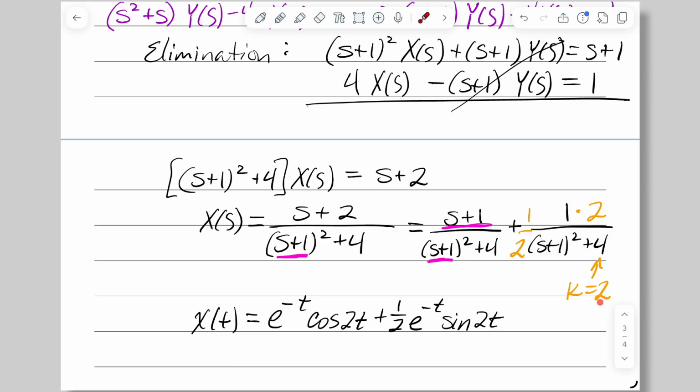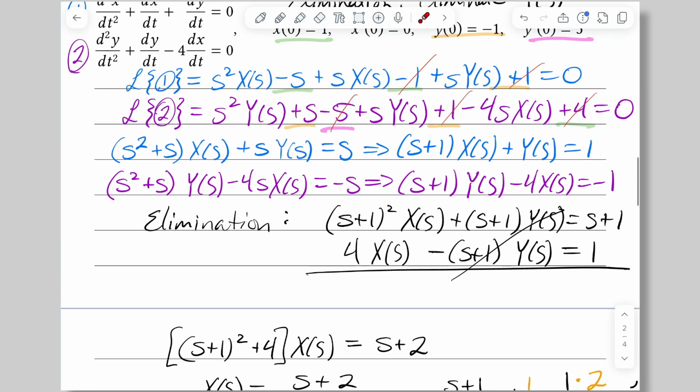And to inverse transform to the sine, we need k in the numerator. So I multiply and divide by 2, eventually getting x of t is equal to e to the negative t cosine of 2t plus 1/2 e to the negative t sine of 2t. Now we need lowercase y of t.